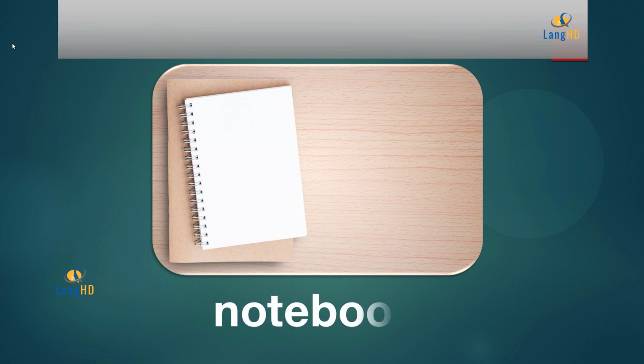Notebook. Notebooks are also an essential tool for school. They come in different sizes, styles, and types. You can find notebooks with lines for writing, graph paper for drawing, and blank pages for sketching. It's important to choose the right type of notebook for your needs.